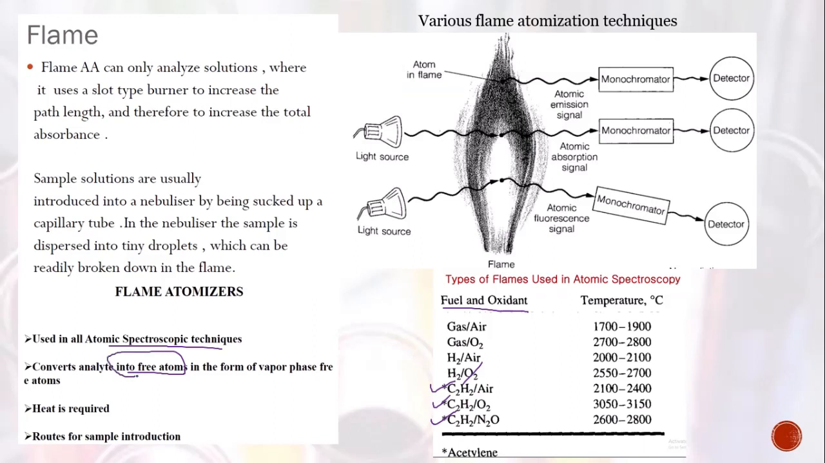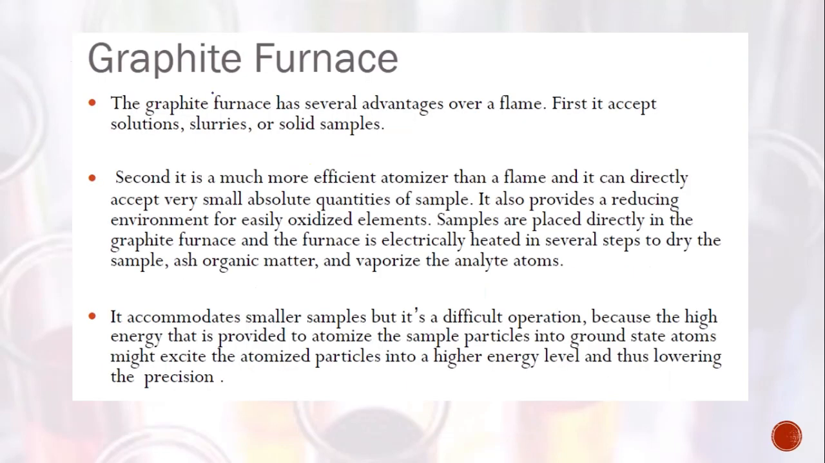So whatever you want to analyze, make it into vapor phase. Then of course heat is required, and the routes for sample introduction are important. So this is when you use a flame. Graphite furnace can also be used, and it is better because it can accept solutions, slurries, and also solid samples. Also, it's much more efficient in atomization than flame, and it can directly accept very small absolute quantities of sample.